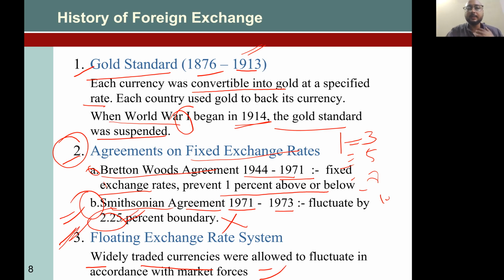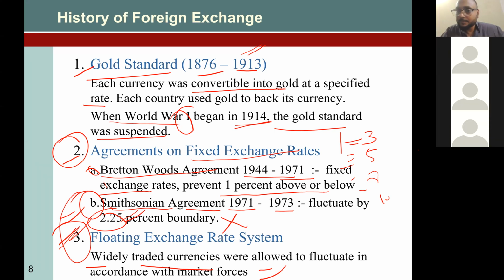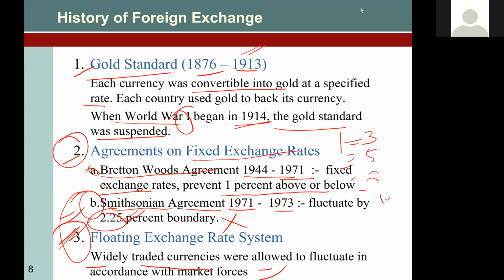So any questions regarding these two? Oliver, Dion, Tiffany, TD? No questions. Okay.